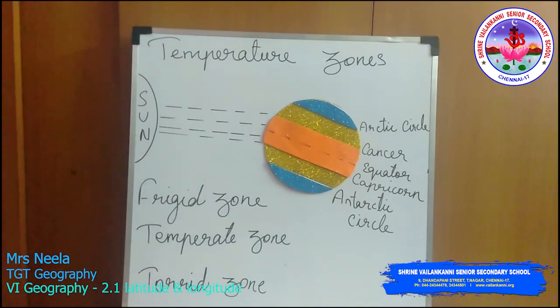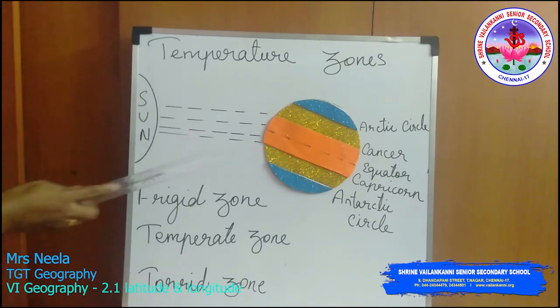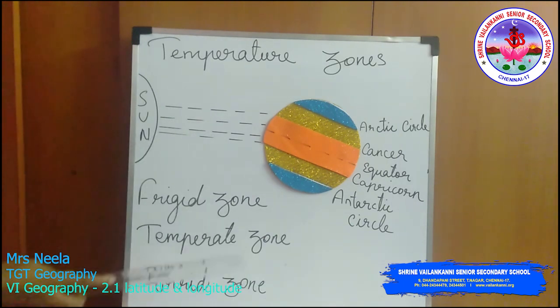Yes children, in today's video we saw how to plot the latitudes on a sheet of paper and we also learned the important parallels and how they are helpful in finding out the temperature zones, and we also saw the temperature zones that are the frigid zone, temperate zone and the torrid zone.